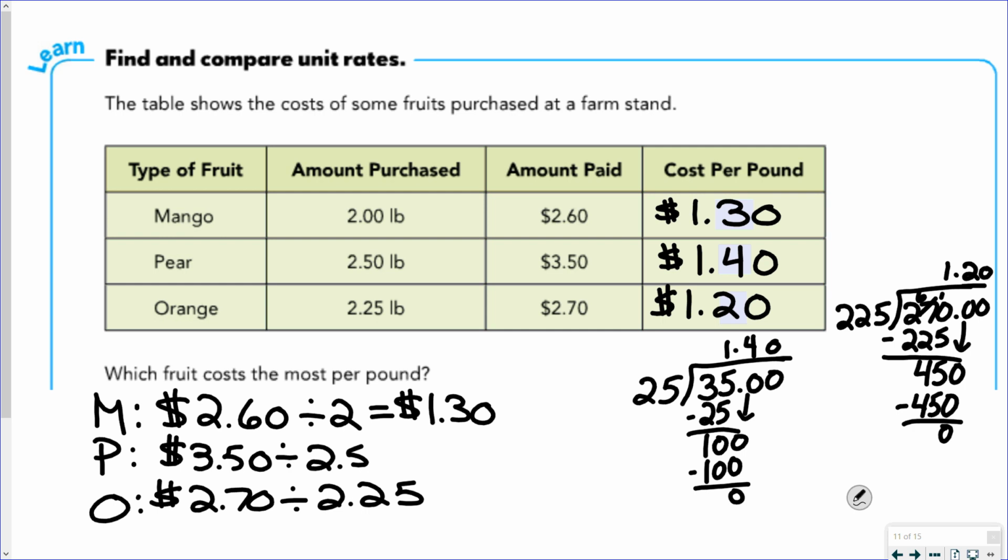So which fruit costs the most per pound? It is the pear at $1.40 a pound.